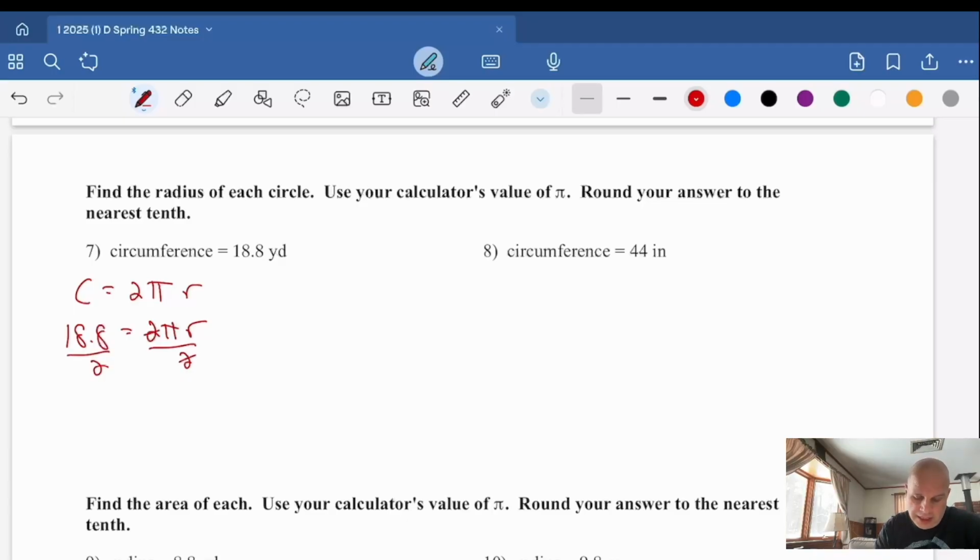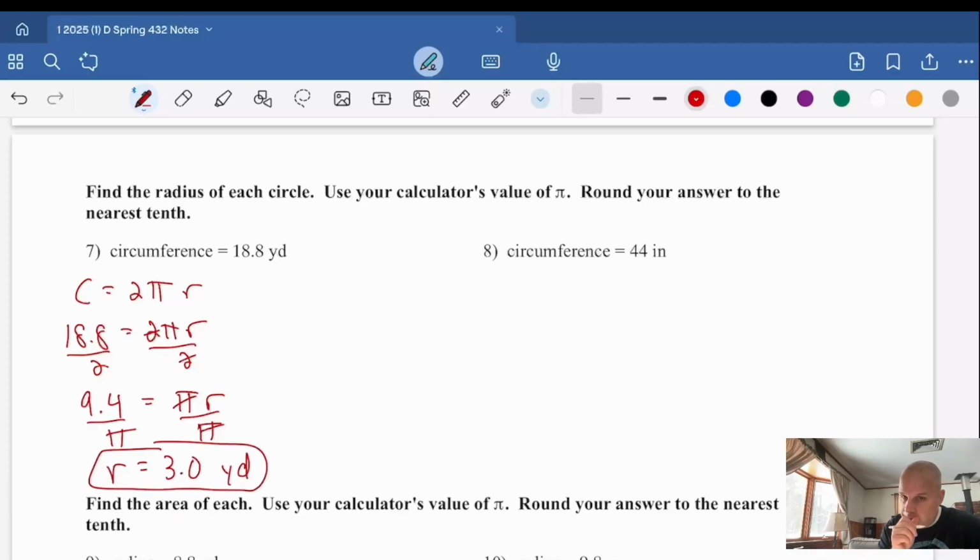When I do that, 18.8 divided by 2 is 9.4. So I get 9.4 equals pi times r. Then divide both sides by pi to cancel those out. I do 9.4 divided by pi. After you round, you'll get 3.0 yards. Again, make sure that you're checking that on your own.